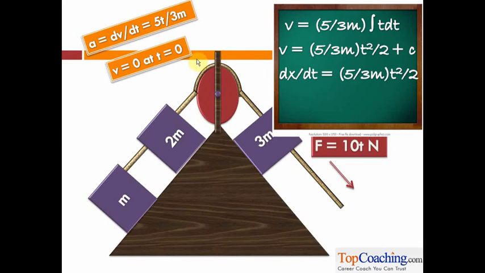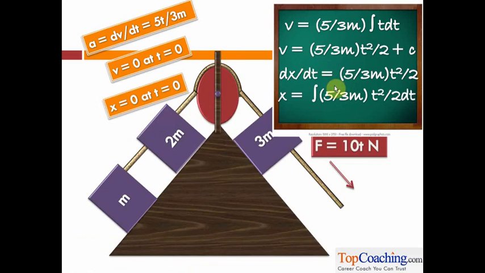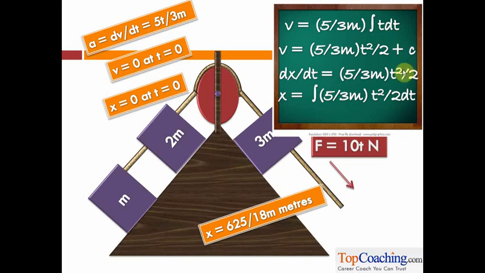Now we want a relationship between the displacement of each mass and the time, isn't it? After all, we want the distance covered by mass m in time t. Therefore, we put v equal to dx by dt. dx by dt is 5 by 3m into t square by 2. Again, when we take dt to the other side and integrate, we get x equal to integral 5 by 3m t square by 2 dt. On integration and on applying the condition that x is 0 at t equal to 0, we get the distance covered by mass m in 5 seconds as 625 by 18m meters.